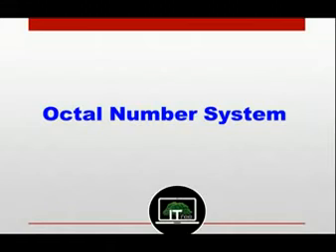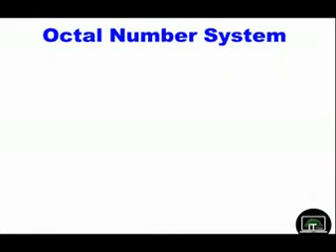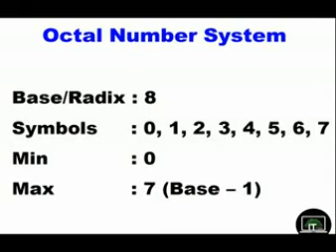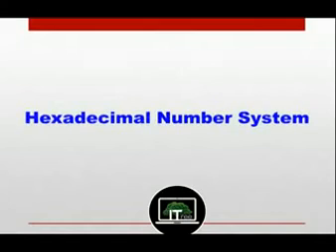Octal number system, now you know, we should have 8 different symbols. Base is 8, symbols are 0, 1, 2, 3, 4, 5, 6 and 7. So minimum number will be 0, maximum number will be 7.